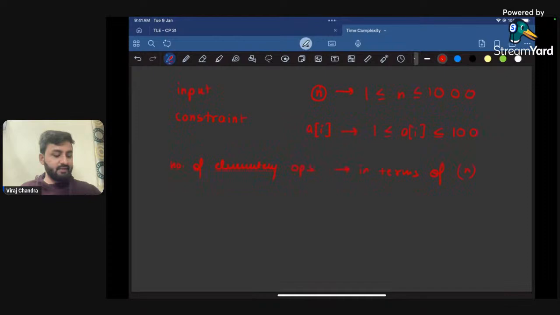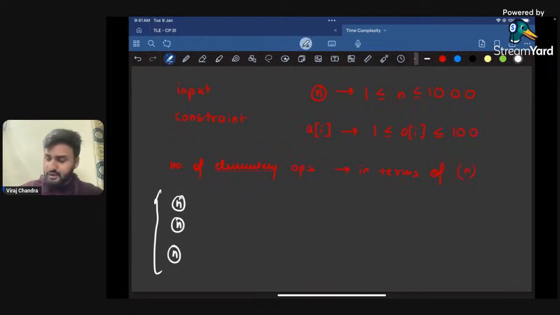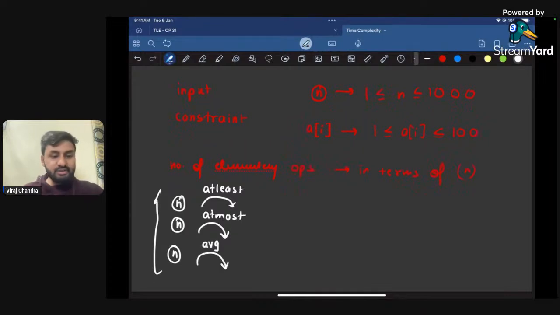Okay, so now there are basically three ways to do this. Let's take a quick example. Let's say the dependent factor is n. One way is called the at least way: what is the least number of elementary operations you would actually require? This is the at least way. Then the other is at most, and then the final is average. So what is the at most number of operations you might require? What is the average number of operations you might require?